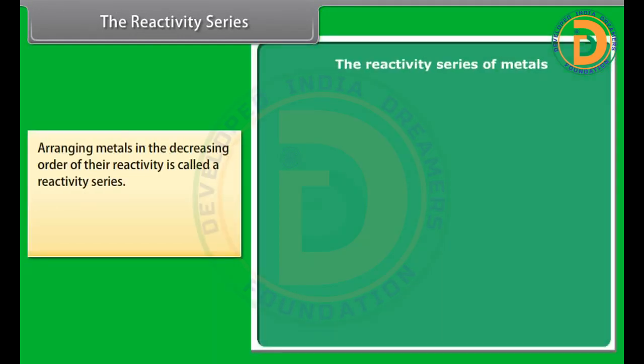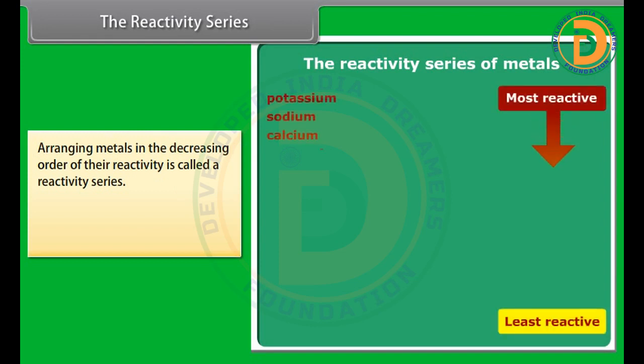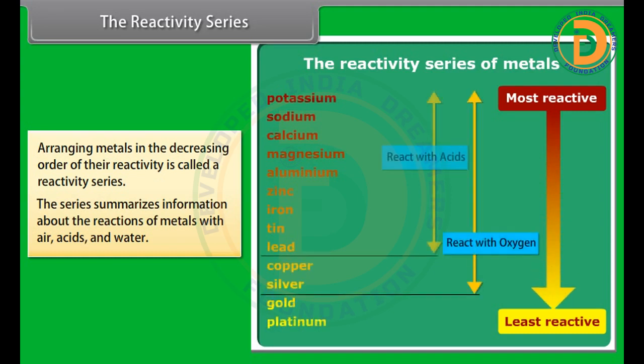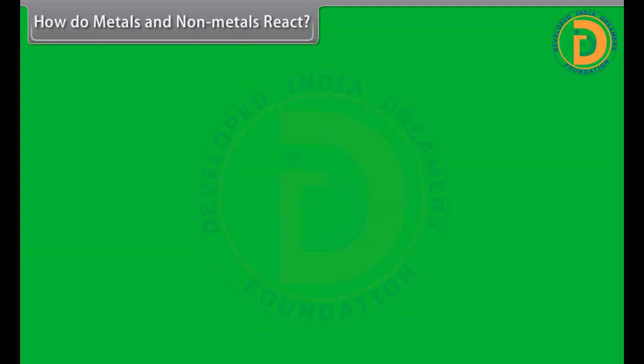The reactivity series. Metals being arranged in the decreasing order of their reactivity is called a reactivity series. It is used to summarize information about the reactions of metals with air, acids, and water. How do metals and nonmetals react?